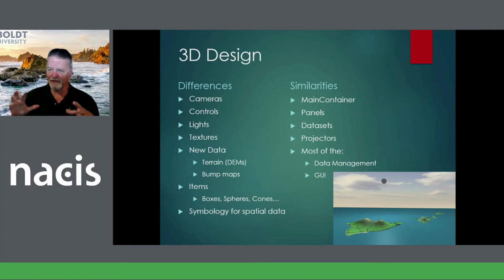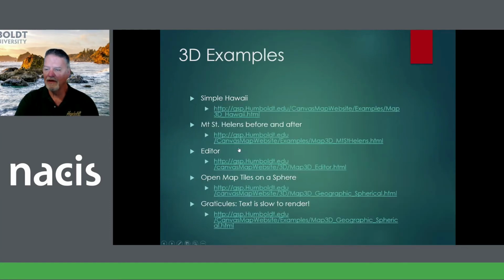You've got different cameras at different angles, different ways of controlling the view and flying through a scene, lights, and then textures on surfaces. We had new data types with terrain from DEMs, bump maps to change how the terrain is viewed, and then new items: boxes, spheres, cones, all kinds of things. And symbology for spatial data, which I think is really a whole new area of research, looking at how we symbolize spatial data in a 3D environment. Okay, and I'm going to go back to the website, kind of bounce between them here.